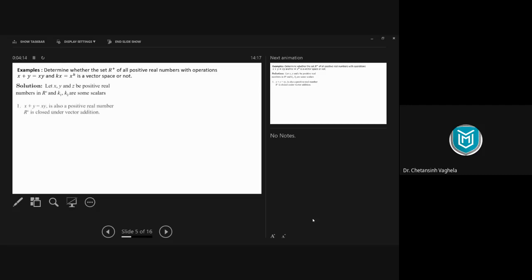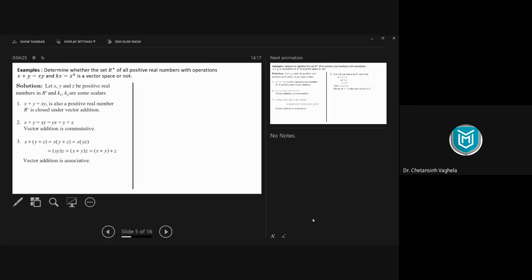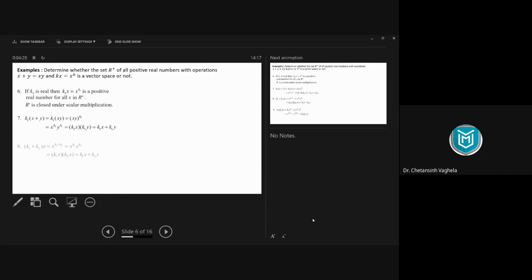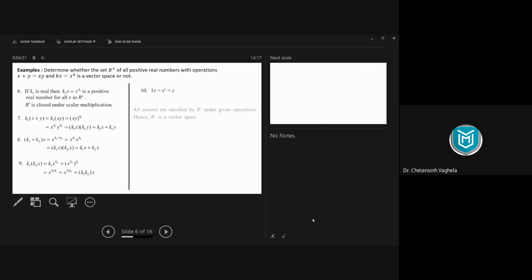and every condition. Here the set was R plus, and the operations are x plus y equal to x into y, and k times x is equal to x power k. So let's go quickly because we have done this in previous session. And after checking all the conditions, finally we concluded that this set R plus is a vector space under the given operations.